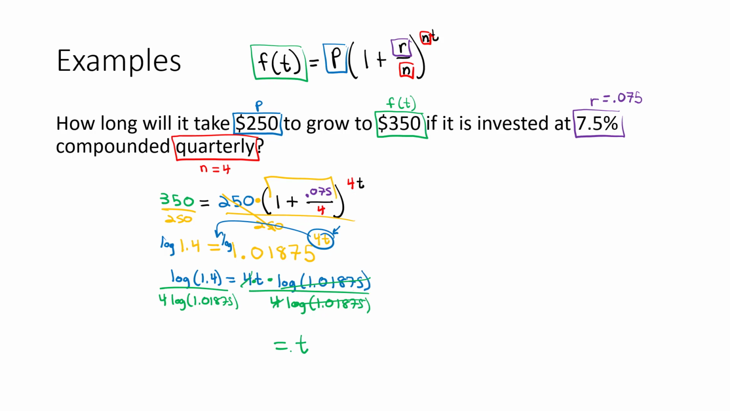Be very careful of parentheses. You might need an extra set of parentheses around the denominator in your calculator. The log of 1.4, close the parentheses, divided by a parentheses for the denominator, 4 times the log of 1.01875, close the parentheses, and we're going to round that to 4.53 years. In 4.53 years, this investment has grown from $250 to $350.